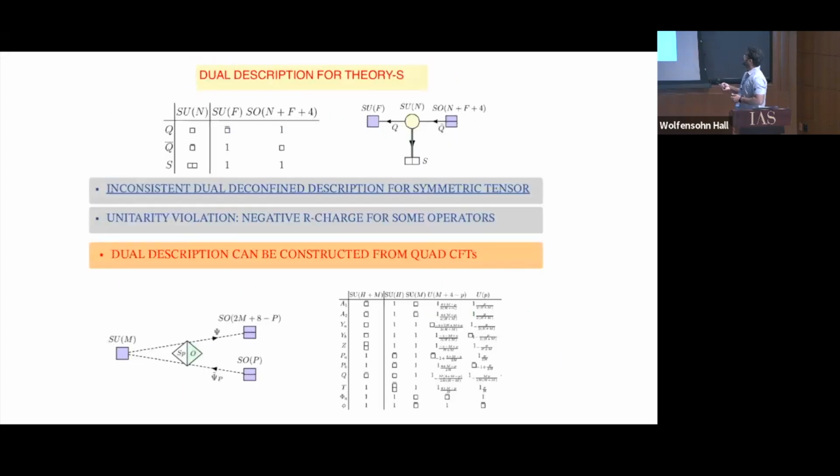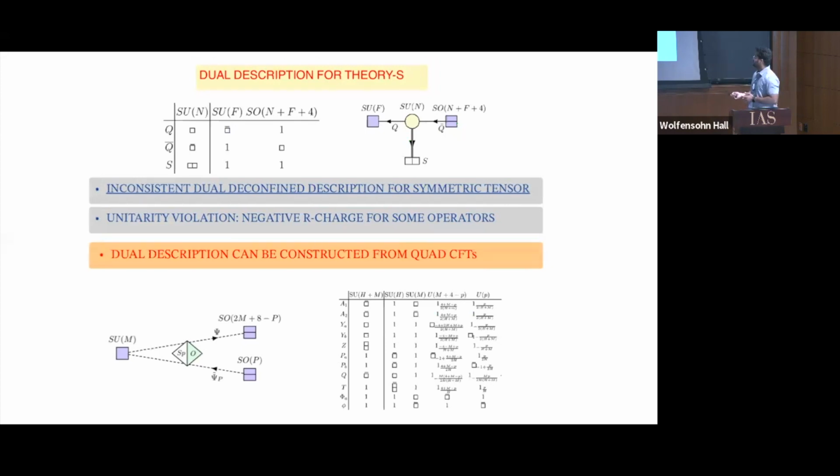The answer is no. If we do the deconfinement procedure for this symmetric tensor theory, you get operators with a negative dimension. So it leads to an inconsistent dual description. So you need a consistent dual description, which we can take inspiration from the last case.